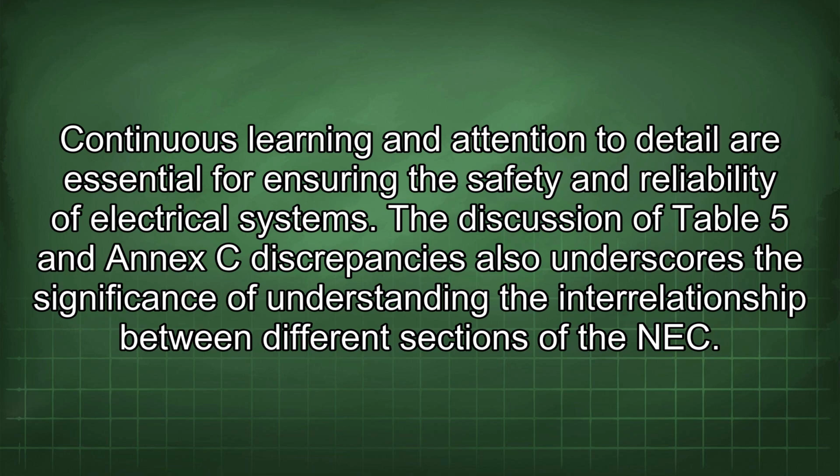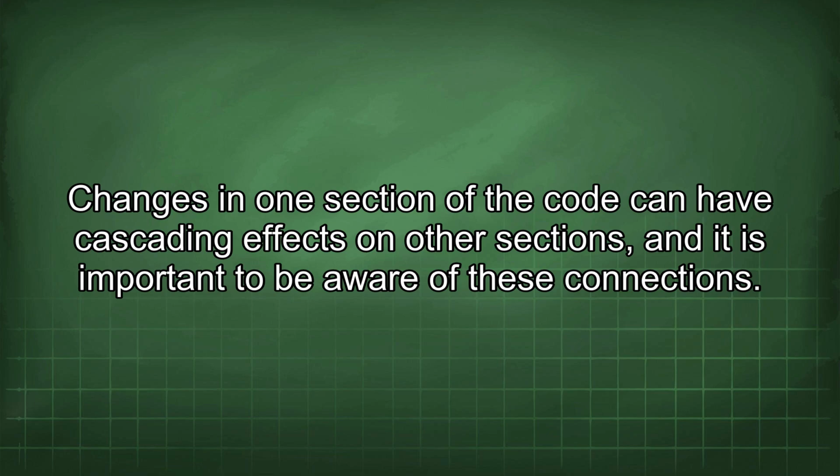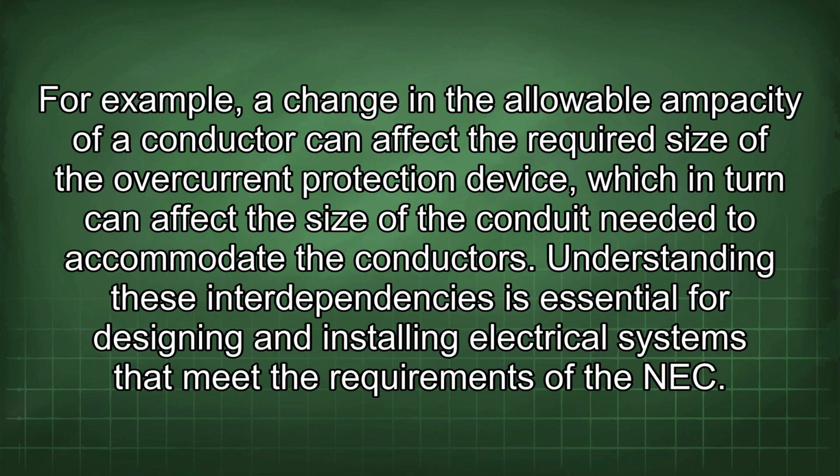The discussion of Table 5 and Annex C discrepancies also underscores the significance of understanding the interrelationship between different sections of the NEC. Changes in one section of the code can have cascading effects on other sections, and it is important to be aware of these connections. For example, a change in the allowable opacity of a conductor can affect the required size of the overcurrent protection device, which in turn can affect the size of the conduit needed to accommodate the conductors. Understanding these interdependencies is essential for designing and installing electrical systems that meet the requirements of the NEC.